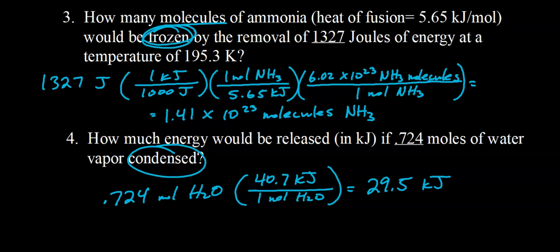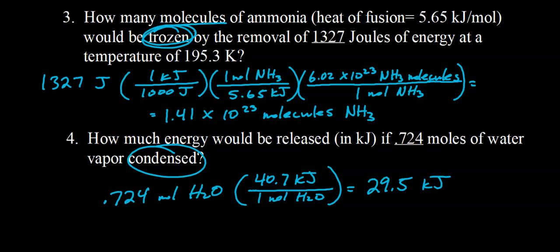Now, how much is 0.724 moles of water? Well, half a mole of water is 9 grams. This is about 3/4 of a mole of water, so it's about 12 grams or so of water. It takes nearly 30 kilojoules of energy just for that much water to condense. Pretty amazing.